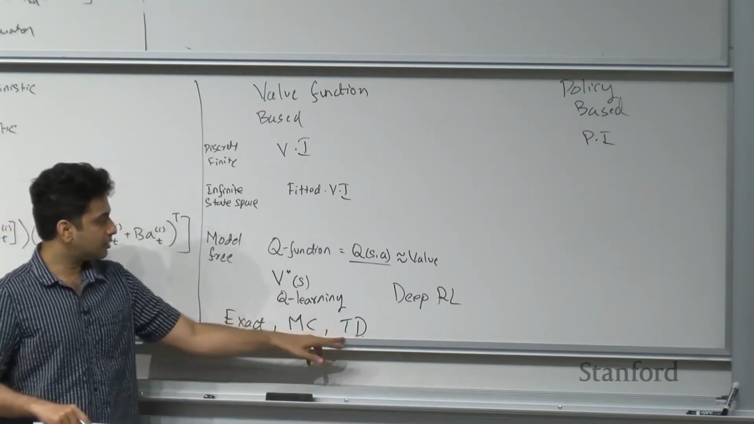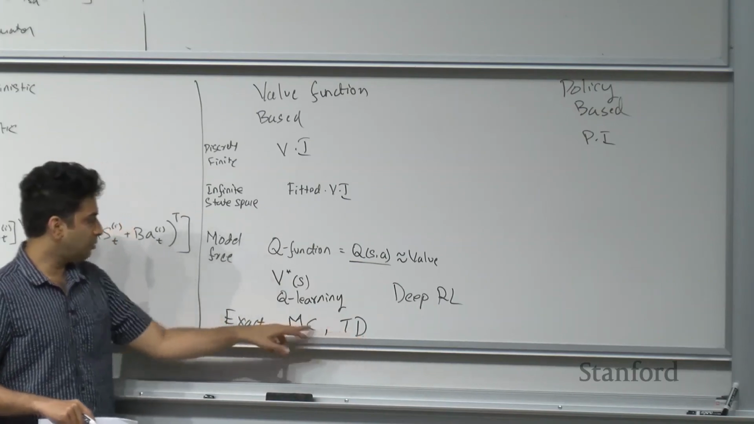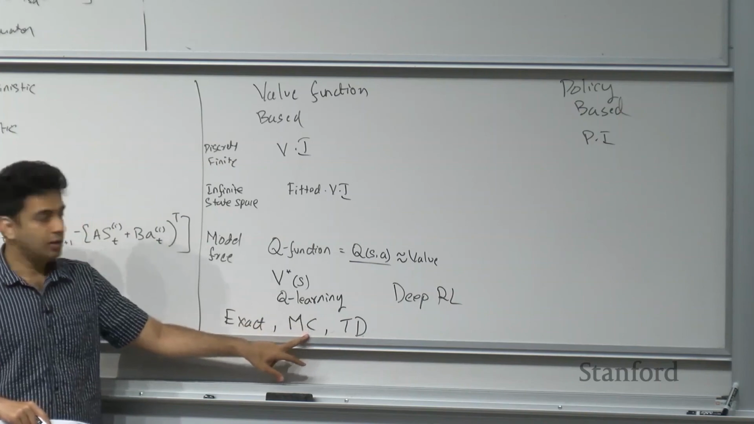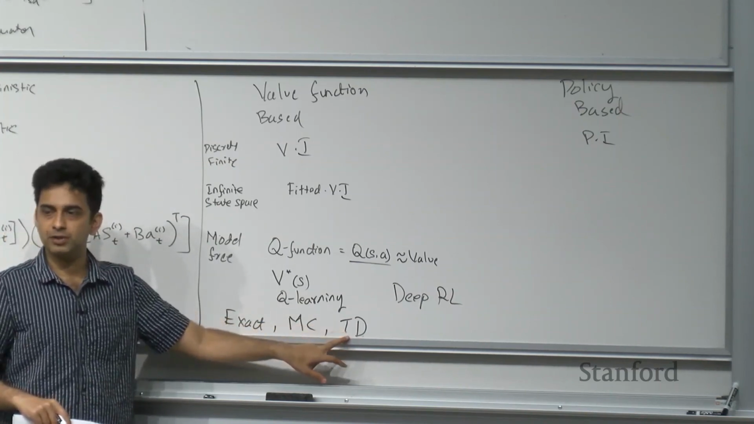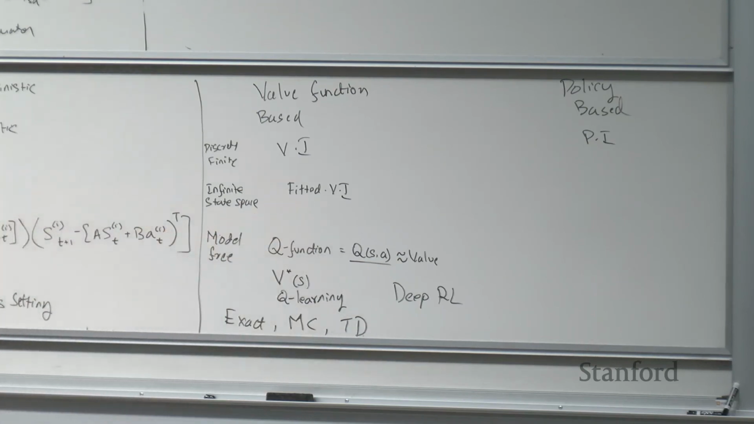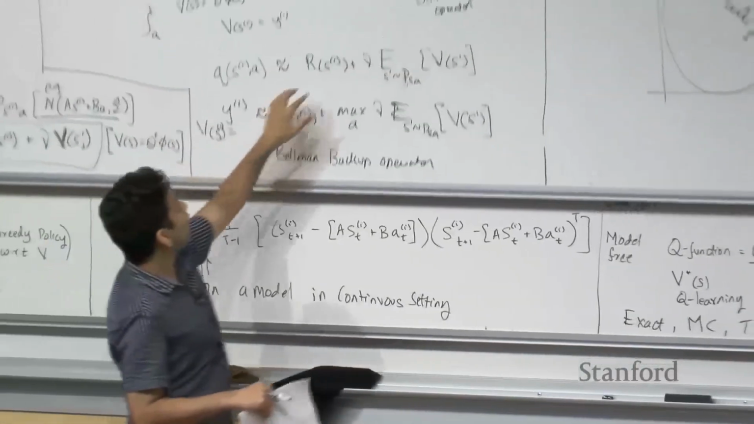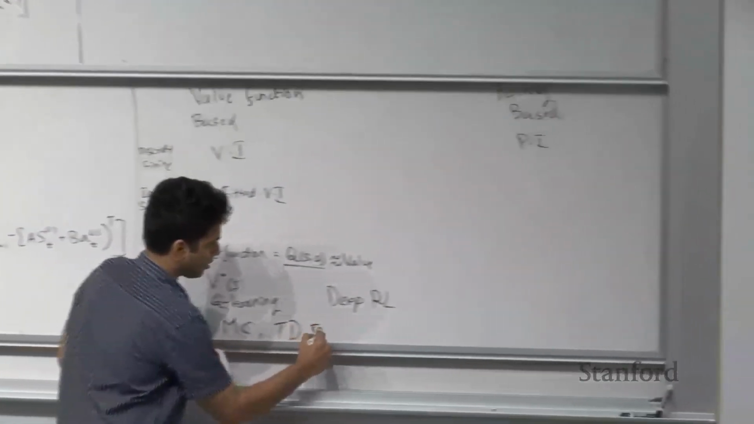Whereas there's something called TD learning, or temporal difference learning, that is something in between exact and Monte Carlo. And in fact, in practice, TD learning is what's used most commonly. TD learning is in fact something very similar to this. What we did over here is something very similar to TD learning. TD learning means temporal difference learning.